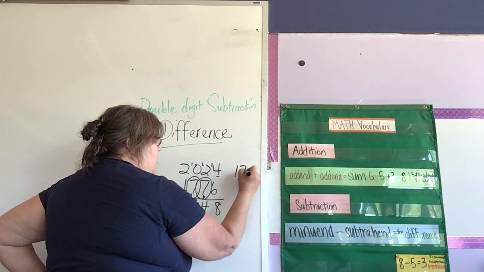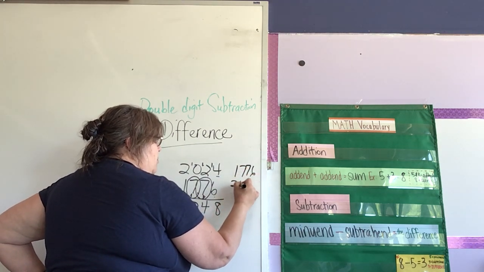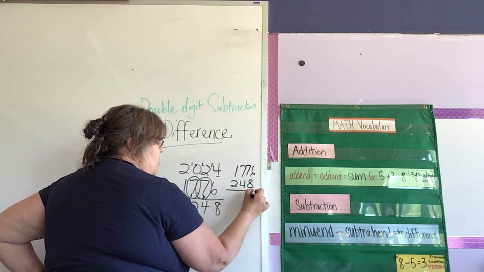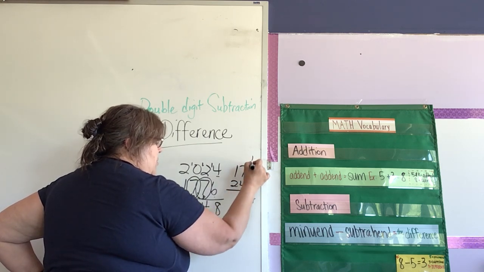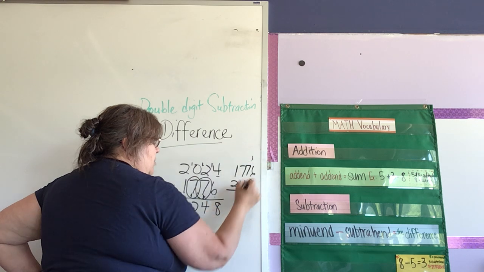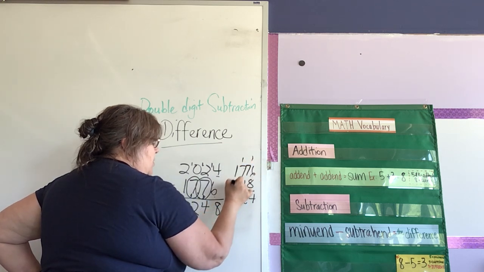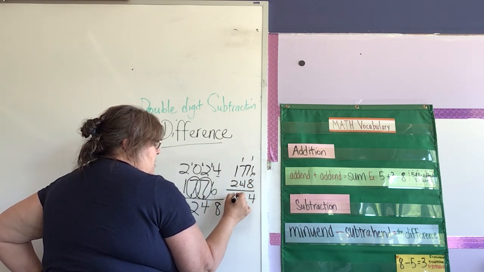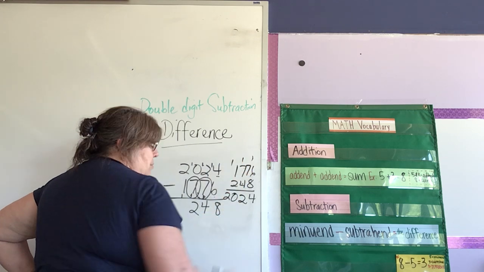Let's double check. 248, oh, we want to line our numbers up. 4, carry 1, 7, 11, 12, 7, 9, 10, 2024.